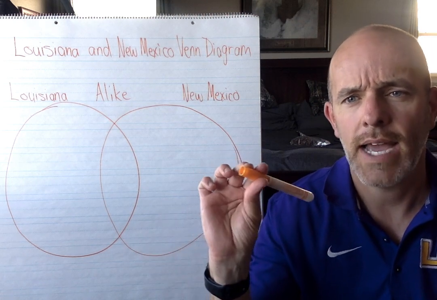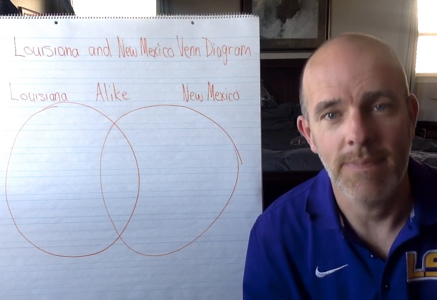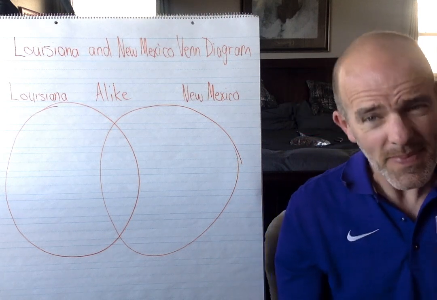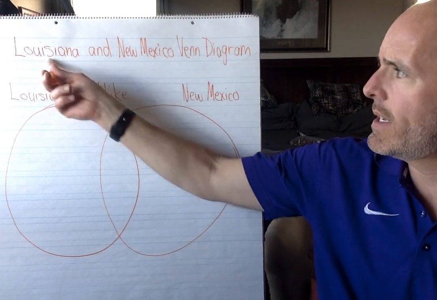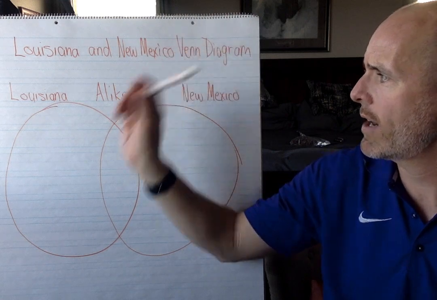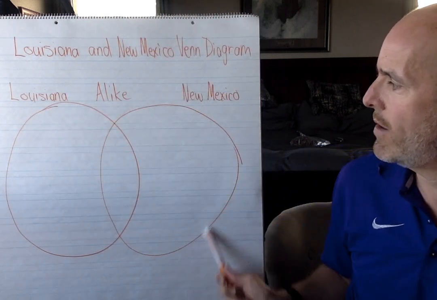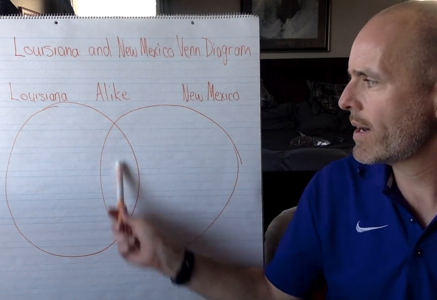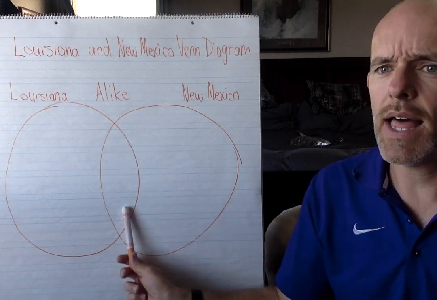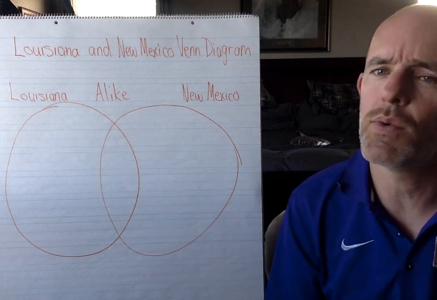Like I told you last time, I'm from Louisiana. I'm proud of it, but I'm also proud to be a New Mexican because I love it here. Two very different cultures. We're going to do a Venn diagram right now. Louisiana and New Mexico Venn diagram. Here's the Louisiana circle. Here's the New Mexico circle. They overlap in the middle, and that's where we're going to put some things that are alike. But first, we're going to talk about how these states are different. I'm going to run through it really quick.